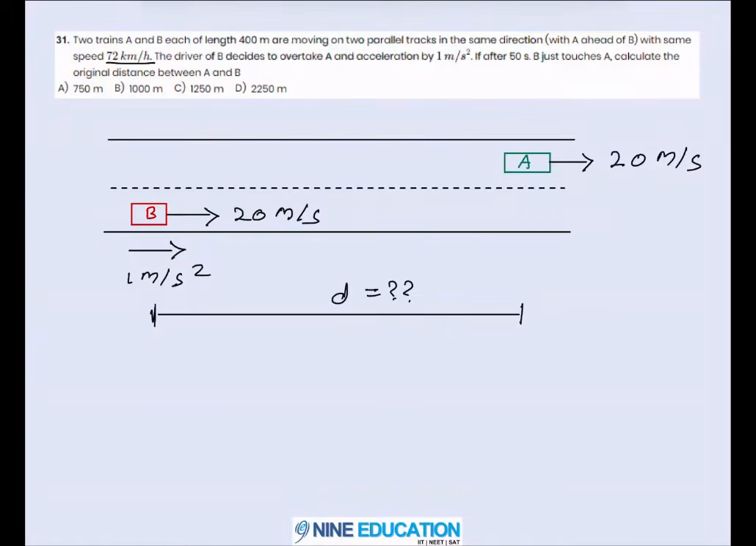Now what I will do is consider train A as my observer. Once I consider train A as my observer, the velocity of train A will become 0. And the initial velocity of train B with respect to train A will also become 0. That means the velocity of B with respect to A becomes 20 minus 20, which is equal to 0. But still B has acceleration, and the relative acceleration of B with respect to A will again be 1 meter per second square.